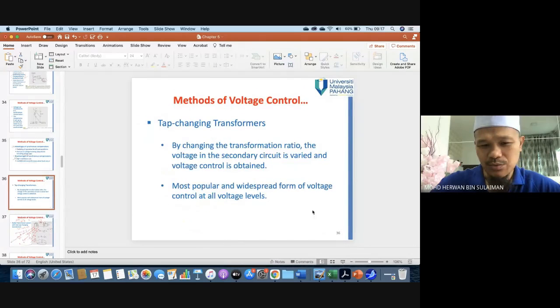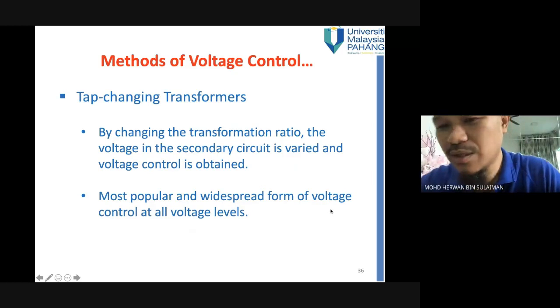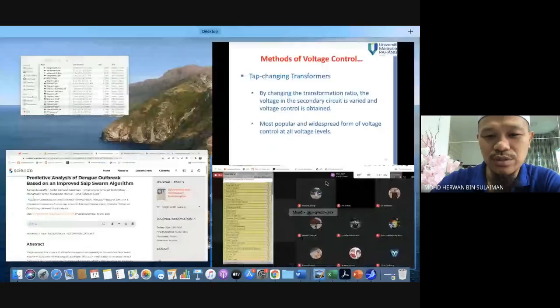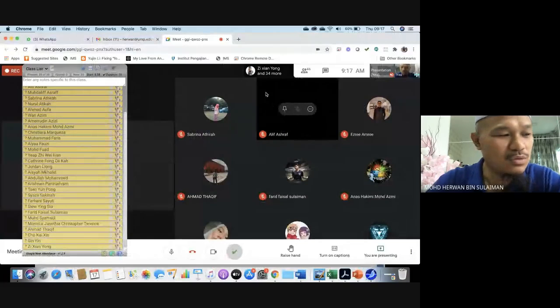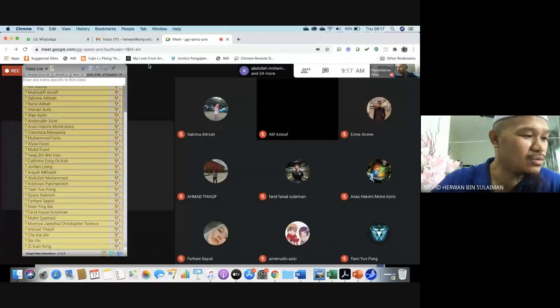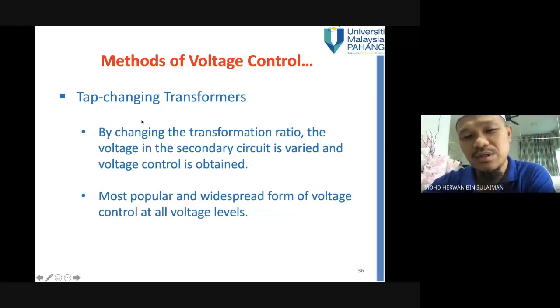Okay, tap changing transformer. Basically, it is one of the techniques to control the voltage. When we talk about controlling the voltage, it also controls the reactive power. So what is a tap changing transformer? A tap changing transformer works by changing the transformer ratio.